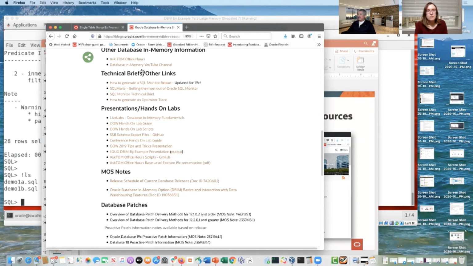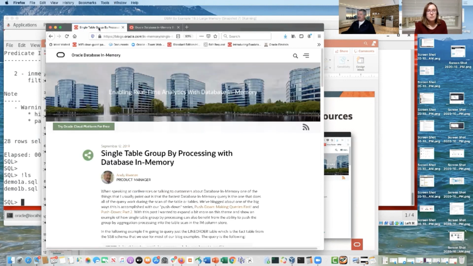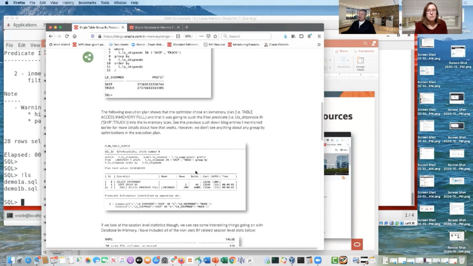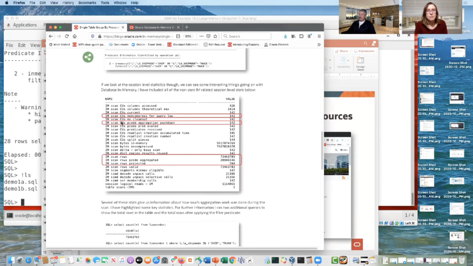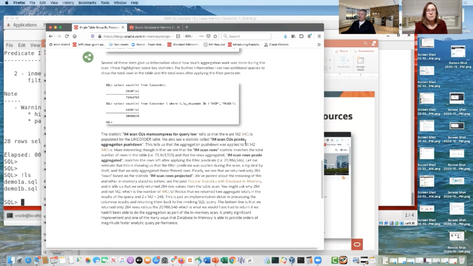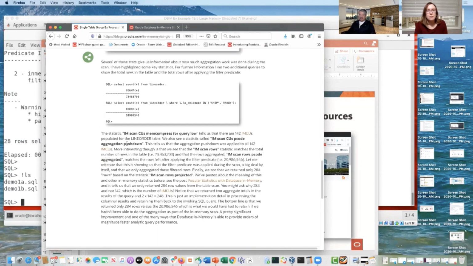And then of course, just our normal Database In-Memory blog posts. Here's our single table group by processing post that I wrote, so you can go back and take a look at that. If you don't want to look at the video, I talk about some of the statistics there. So a lot of information is available. Other than that, I don't have anything.